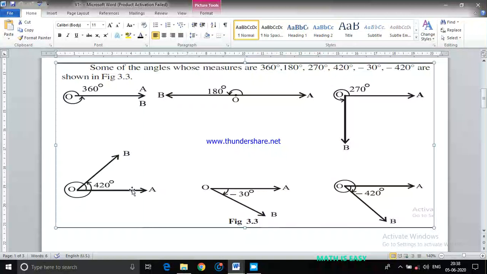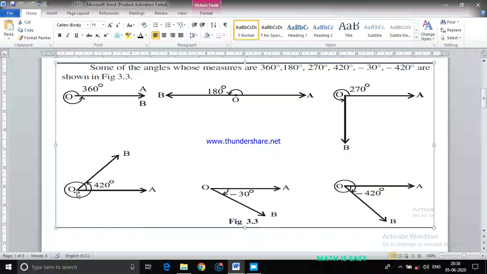Now 420 means 420 is 360 plus 60, which means 360 is one complete circle, and again 60 degrees. You see here this circle line, it started from here, then it moved in this direction. When it reached this point, this will be 360 degrees. Now plus 60 degrees means one more 60 degrees I have to move. So 360 plus 60 will be 420 degrees.